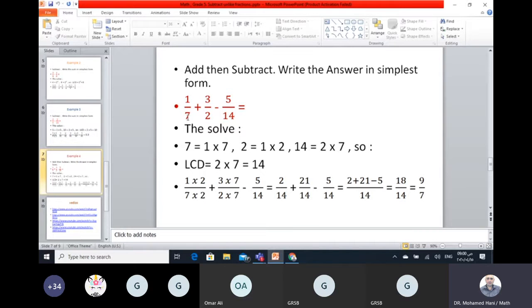Find the LCD. Start from 7. Write the prime factors. 7 equals 1 times 7. Then take 2. 2 equals 1 times 2. Then take 14 here. 14 equals 2 times 7. As you see here, there are no common factors between all. We have non-common factors 2 and 7. So LCD equals 2 times 7, which will be 14.